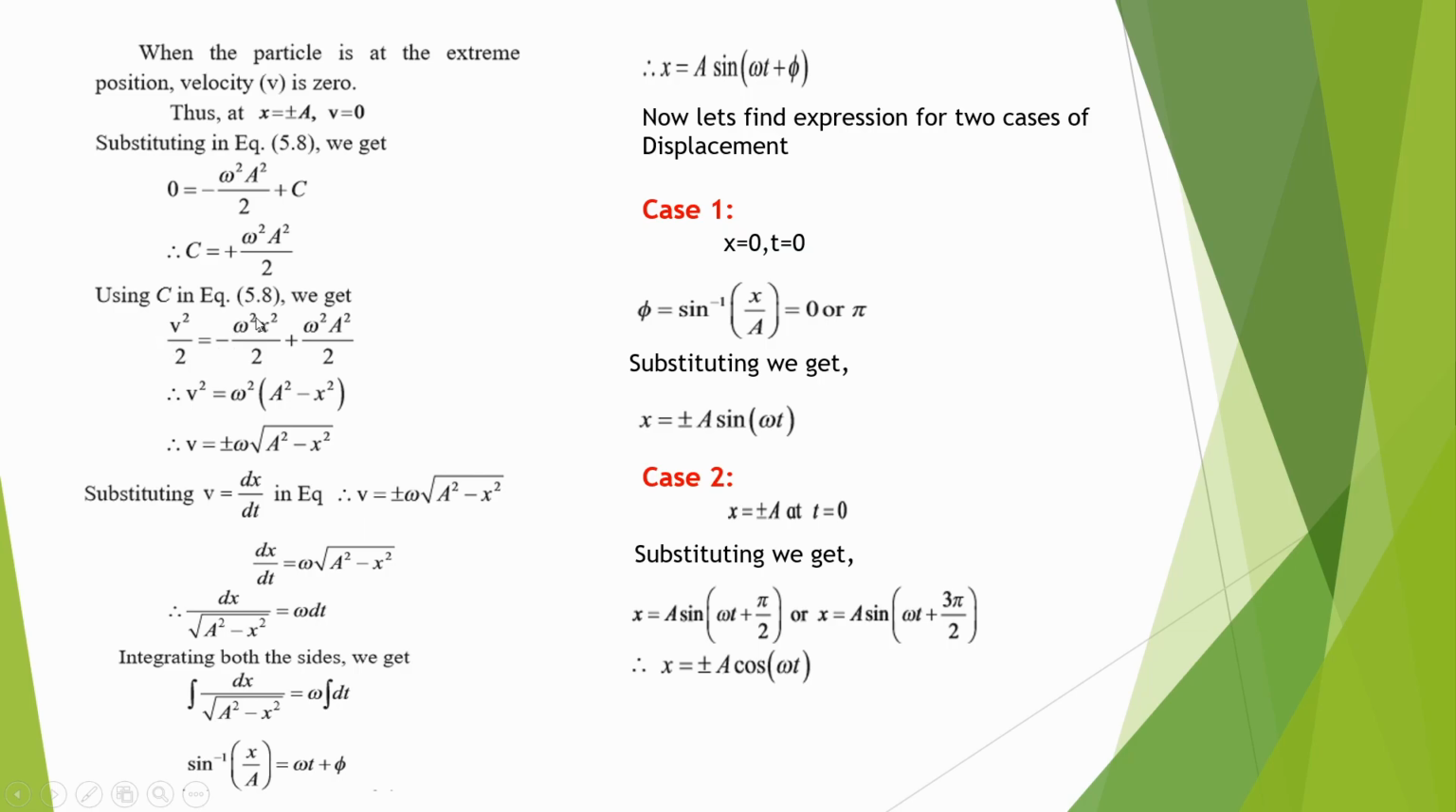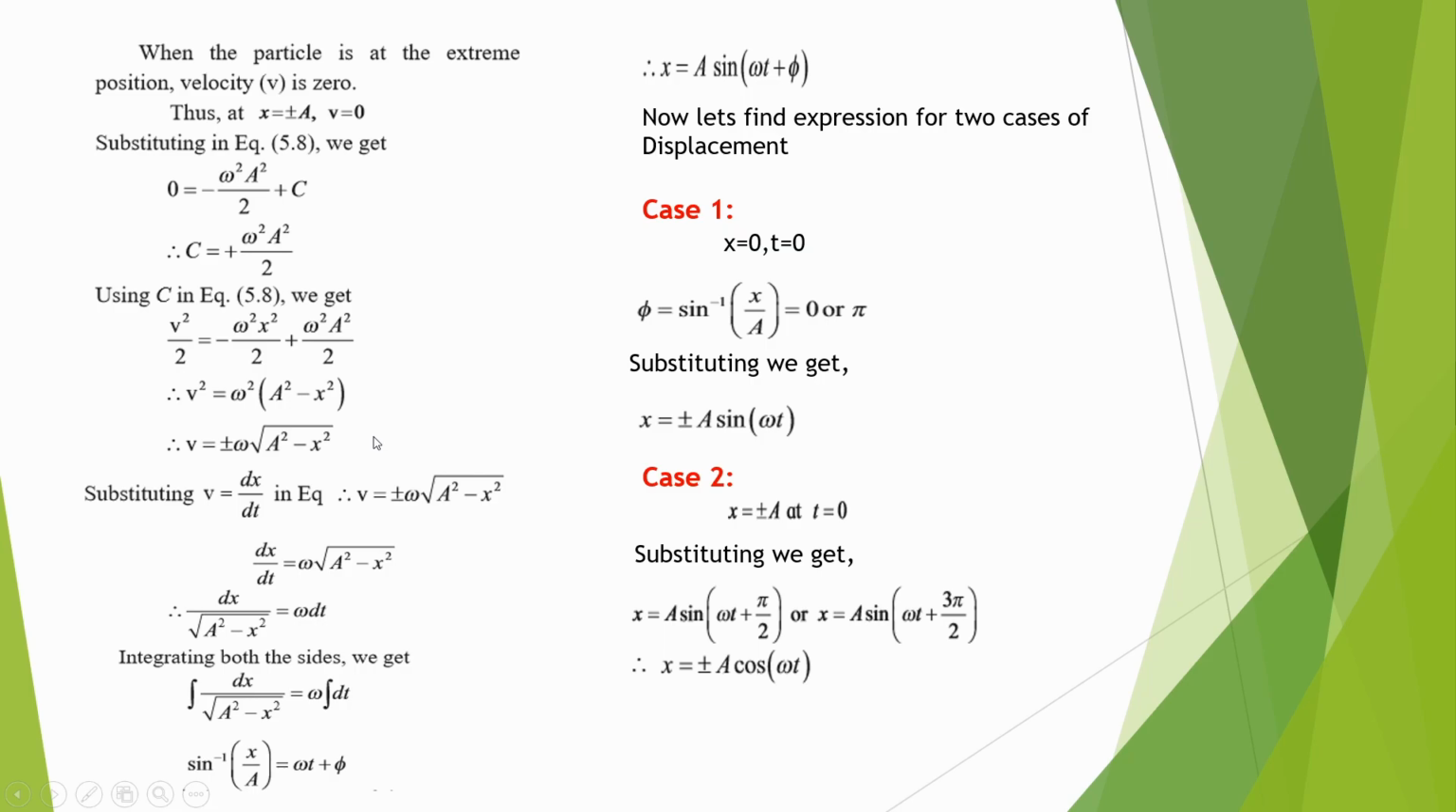So the remaining is v square equal to omega square, taken out common, in bracket a square minus x square, or v is equal to plus minus omega under root of a square minus x square. And that is the equation for velocity of a particle performing SHM. Then after that, find out the expression for displacement.